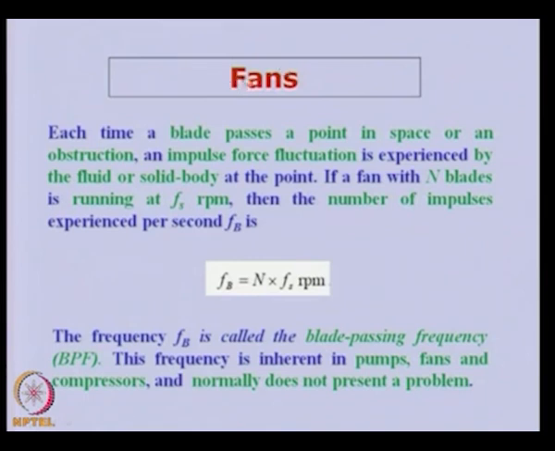Now, we will take up some more case studies, especially of the fans which are there in the industry. In this particular case, we are describing industrial fans. Each time a blade passes a point in space or an obstruction, an impulse force fluctuation is experienced by the fluid or the solid body at that point. If a fan with n blades is running at Fs RPM, then the number of impulses experienced per second will be n, the number of blades, times the speed of the fan.